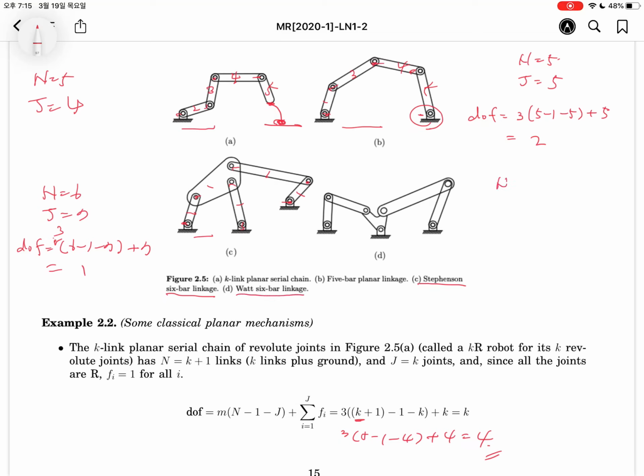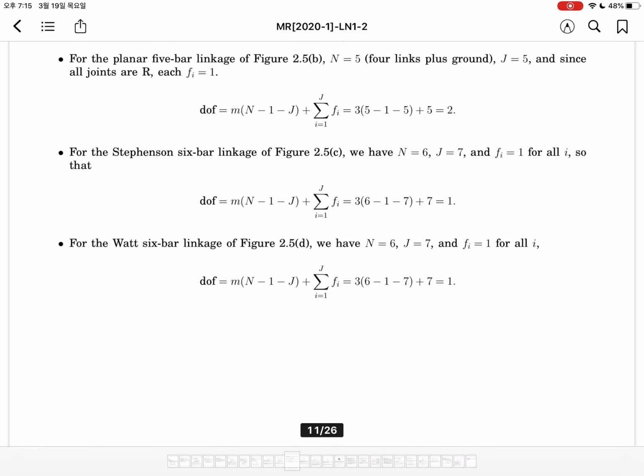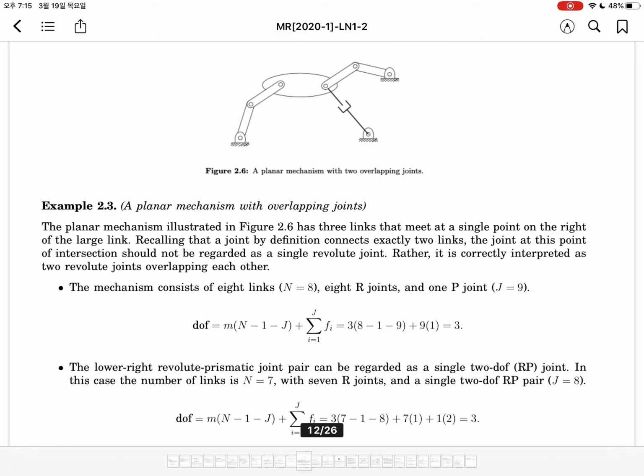Okay, what about the other 6-bar linkage? Let's count the links: 1, 2, 3, 4, 5, 6. Okay, 6. Joints: 1, 2, 3, 4, 5, 6, 7. 7. All the joints have 1 degree of freedom. So we have 1 degree of freedom. Okay? You can check the result.